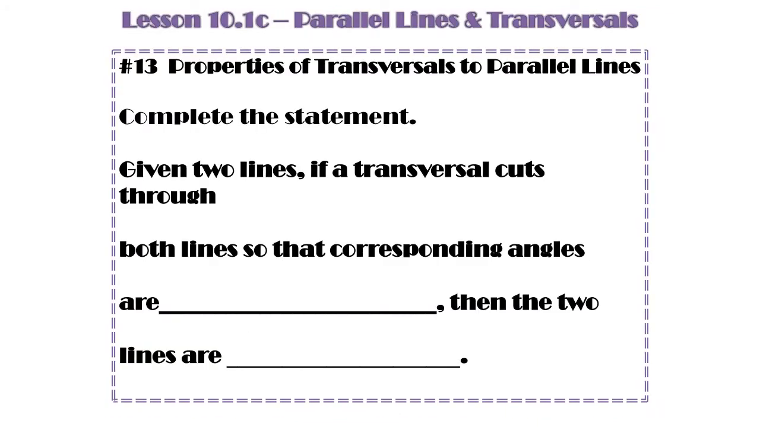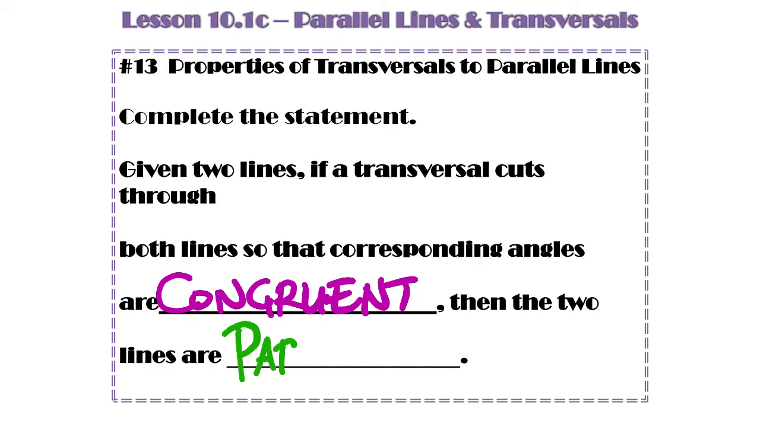Properties of transversals to parallel lines. Complete the statement. Given two lines, if a transversal cuts through both lines so that corresponding angles are congruent, again, this is just backwards, then the two lines would be parallel. Right? Whereas before we were saying the lines were parallel first, and then we knew that they were congruent. Now we're saying if we just knew the angles were congruent, then we would know that the lines are parallel. It's just backwards.